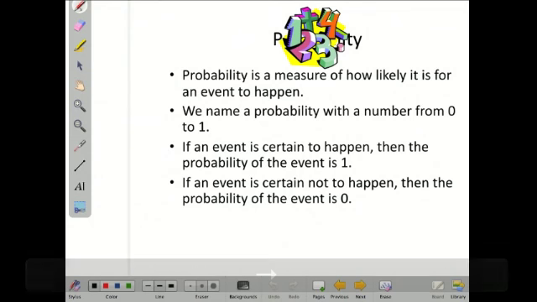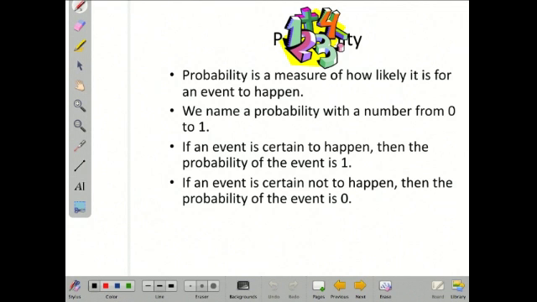Okay, so some definitions about probability and some terminology. A probability is a measure of how likely it is for an event to happen. We go from 0 to 1. If an event is certain to happen, it's a 1. If the probability is certain not to happen, it's a 0. And everything else in between can be written as a fraction or as a percent.